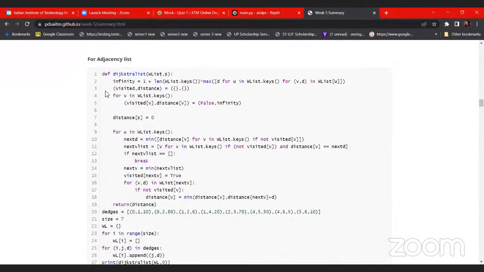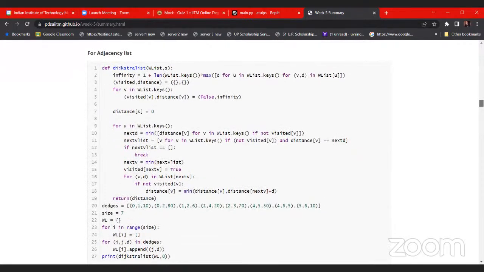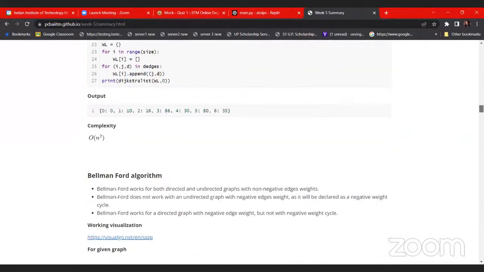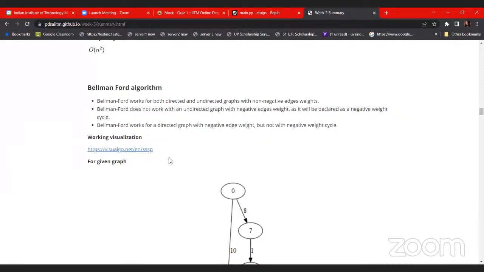And this is the second version using the adjacency list. Now the next algorithm is the Bellman-Ford algorithm. Let's say some important points we will discuss.